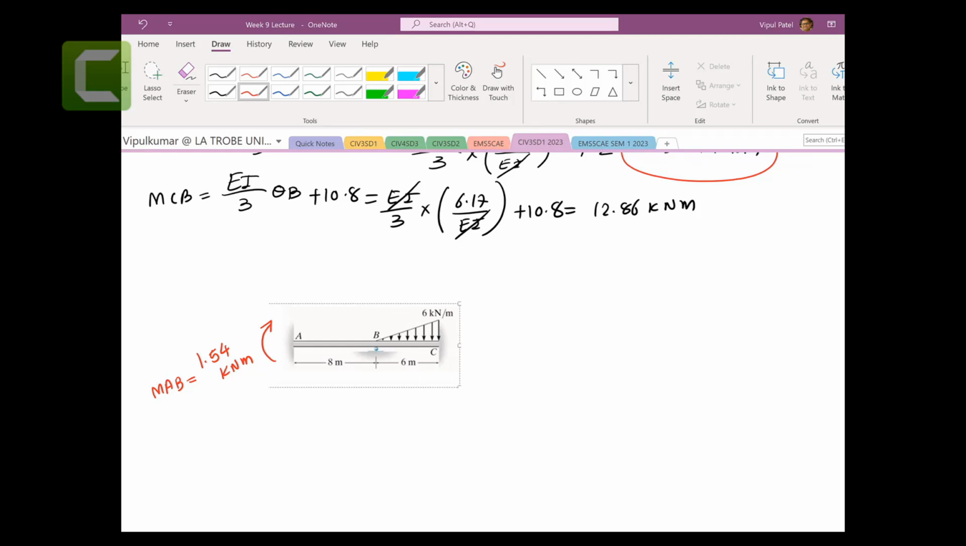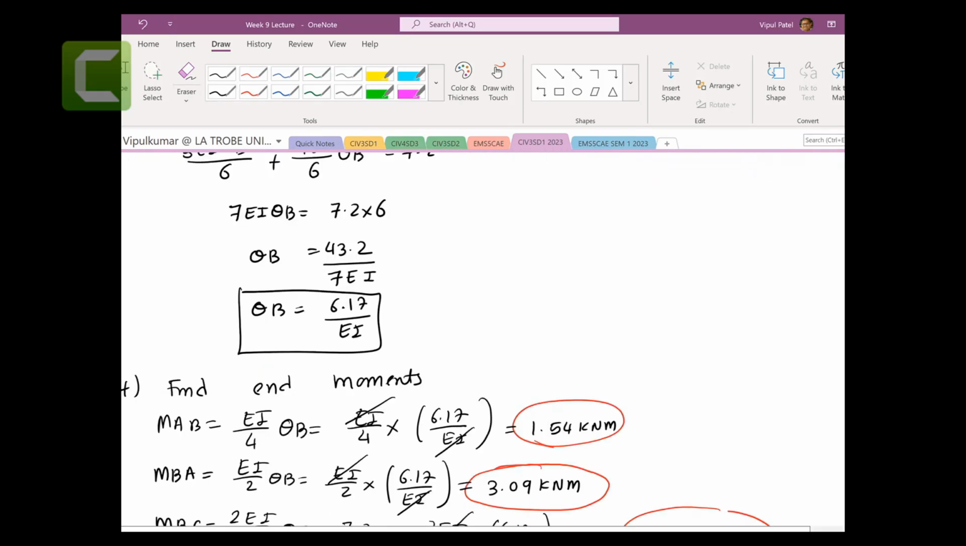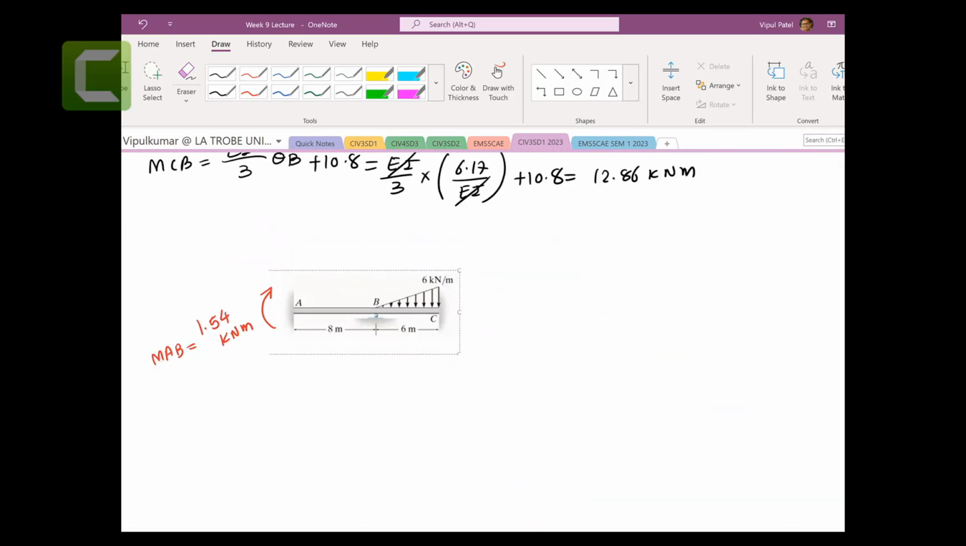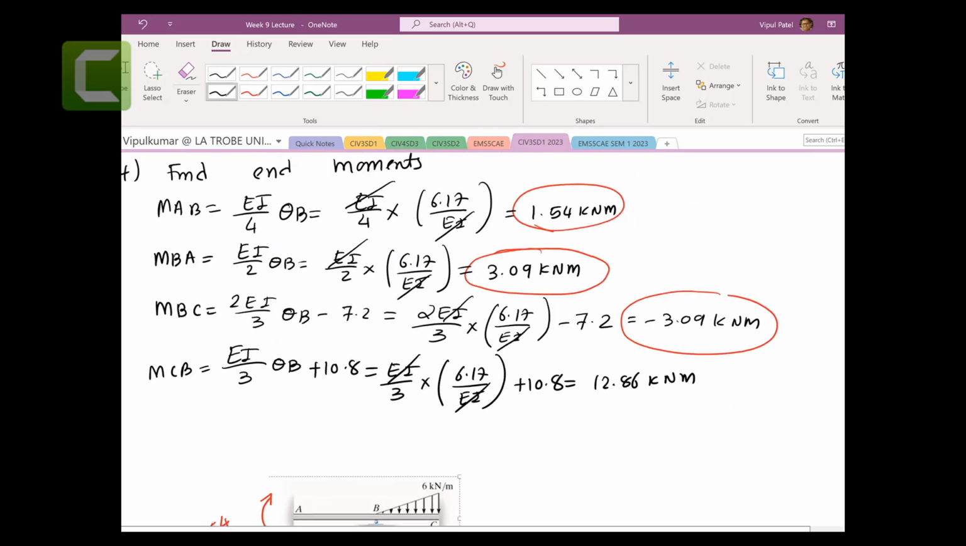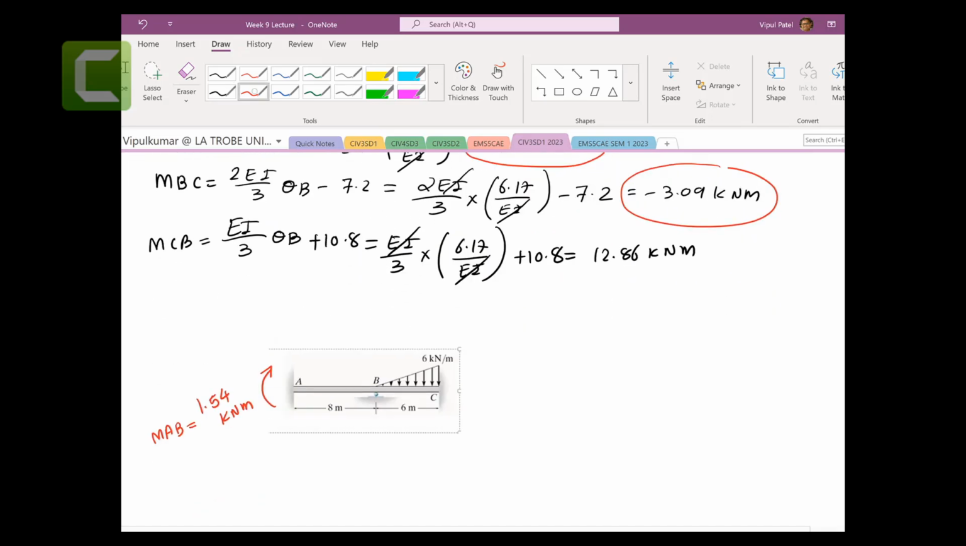All right, so now 1.54 clockwise. Then we have 3.09 positive, so it's clockwise. So that is clockwise, this is clockwise, and MBA is 3.09 kilonewton meters.